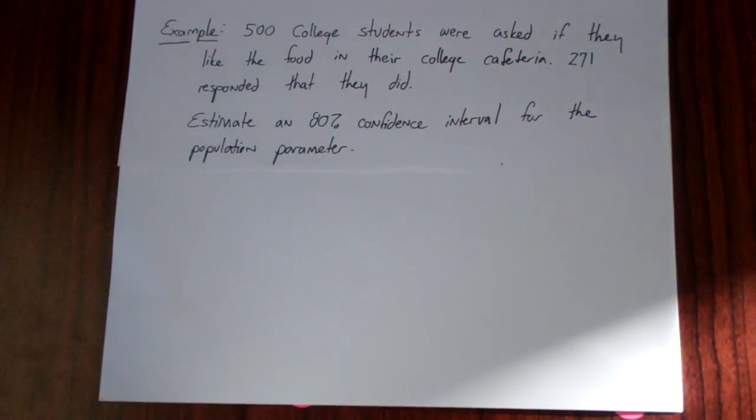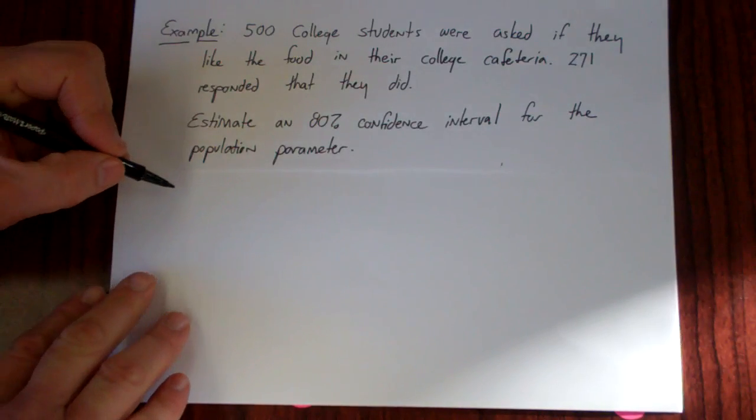In this example, you're going to survey 500 college students, and you're going to ask if they like the food in their cafeteria or not. So the true population parameter is going to be the true proportion of college students that like their college food. In your sample of 500, you got 271 that said that they did. And you're asked to construct an 80% confidence interval for the population parameter.